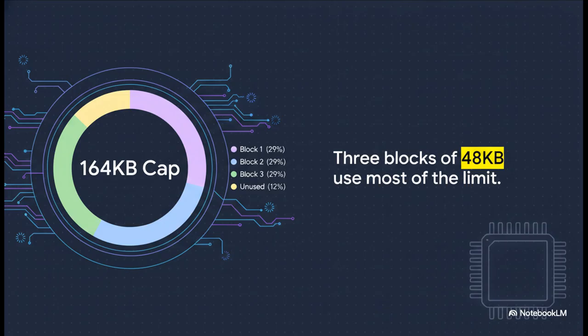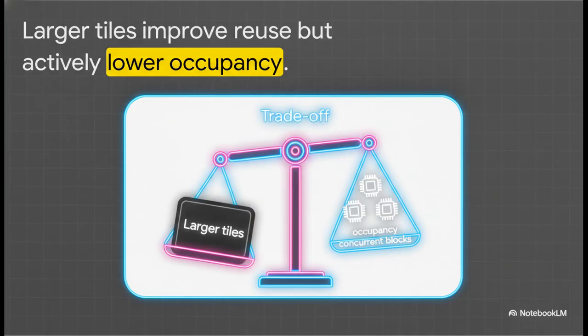hardware to just 24. What you really need to take away from this is a fundamental design implication, the trade-off. Programmers rely on larger tiles in shared memory to improve data reuse and arithmetic intensity. But larger tiles require more shared memory, which actively lowers your occupancy because fewer blocks can fit on the SM at the same time. You absolutely must balance your tile size against the number of concurrent blocks you want running.